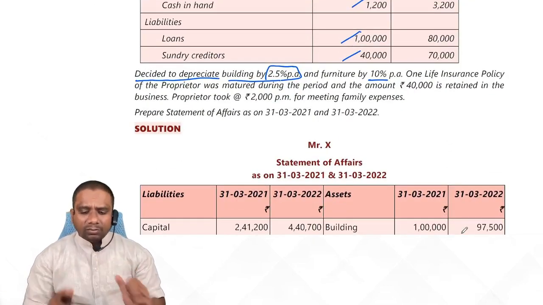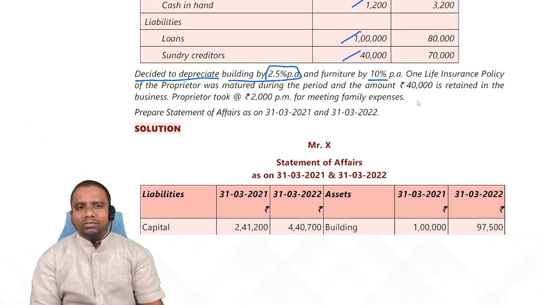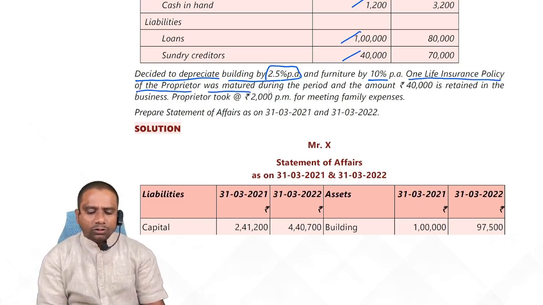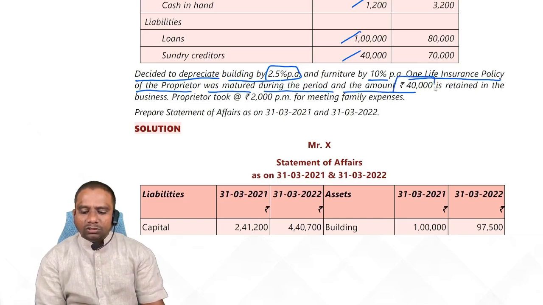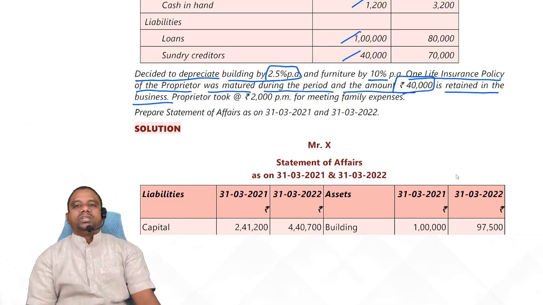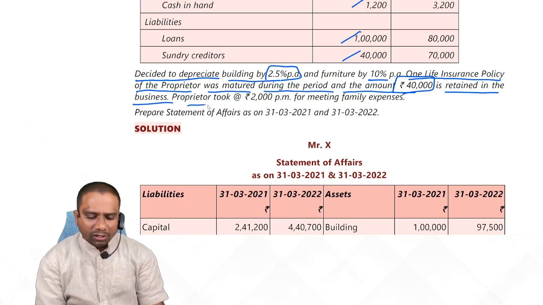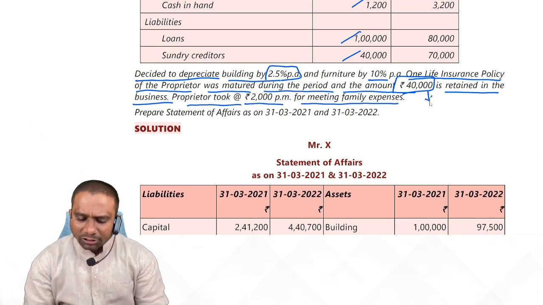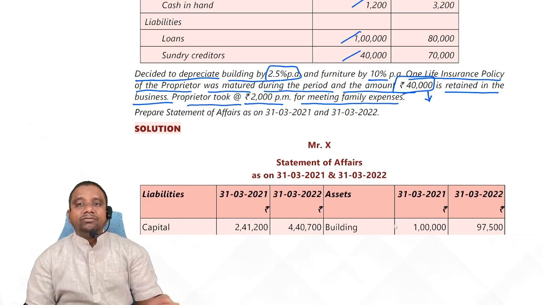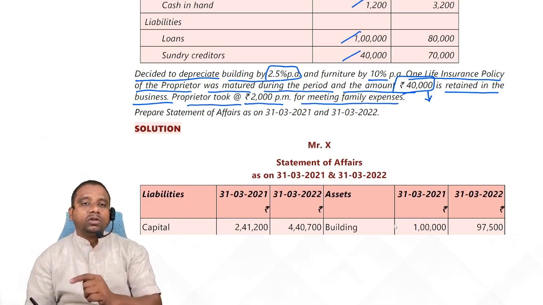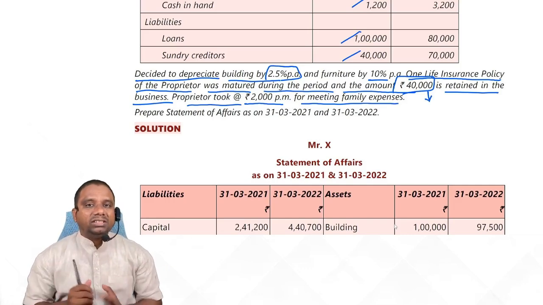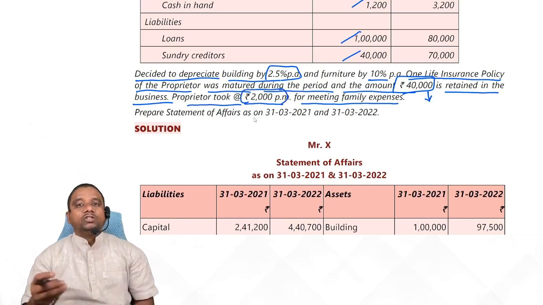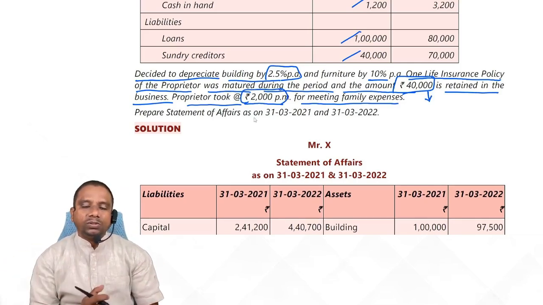Apart from that, they have also given some more information, that is one life insurance policy of the proprietor matured during the period and the amount 40,000 is retained in the business. Proprietor took 2,000 rupees per month for meeting family expenses. Means this 40,000 is nothing but additional capital, because the life insurance policy matured. Whose life insurance policy is it? Proprietor. But the amount is kept in the business itself, so it is treated as capital. Next, he has withdrawn 2,000 rupees per month. Means 12 months, so total 24,000 rupees is the drawings amount.